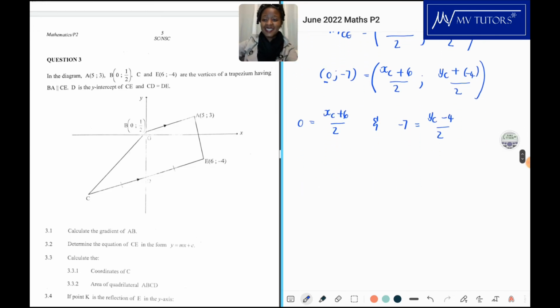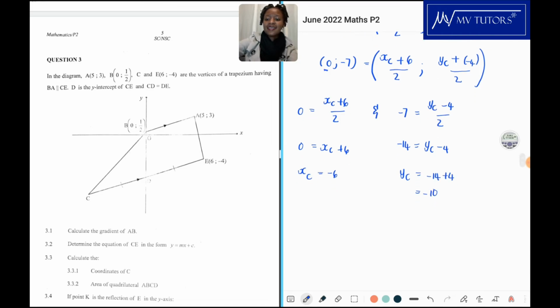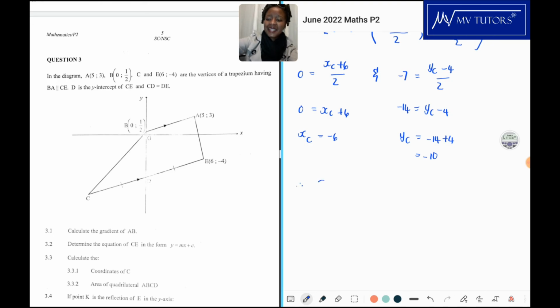And then we're just solving, and then we're going to get the coordinates of C. Alright, so we have 0 over here. If we multiply 2 by 0, therefore we know that the x-coordinate of C is negative 6. As expected, we are expecting a negative x-coordinate and a negative y-coordinate. Okay, and then if I multiply 2 to the other side, I get negative 14, yc minus 4. Therefore, yc is minus 14 plus 4, which should be equal to minus 10. Therefore, at the end, we are done getting the coordinates of C, which is minus 6 and minus 10. Okay, and it does make sense, right?